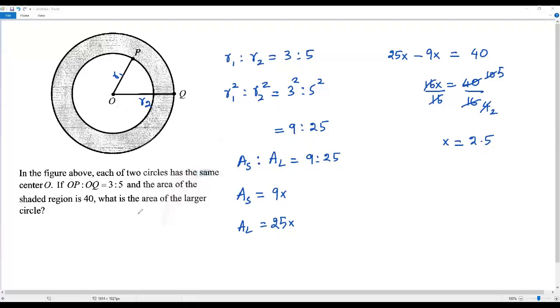According to the question, I have to find the area of the larger circle. The area of the larger circle is given by 25x. So to get the area of the larger circle, we plug in x equals 2.5. 25 times 2.5 is 62.5 square units. So the area of the larger circle is 62.5 square units.